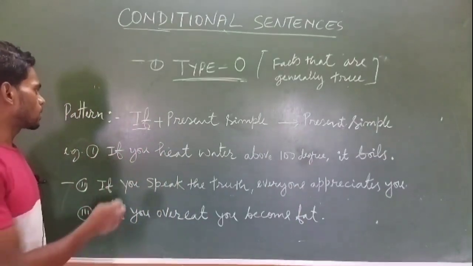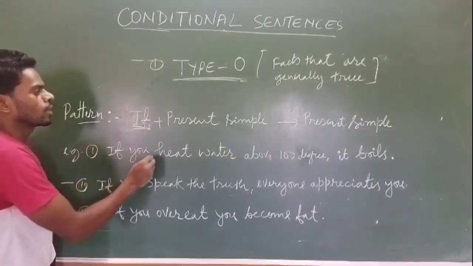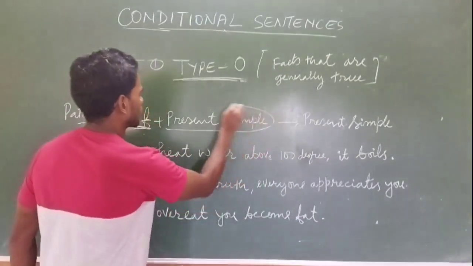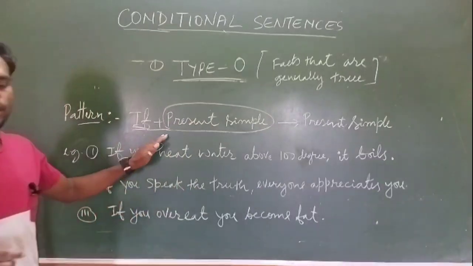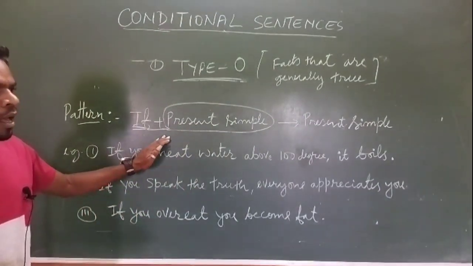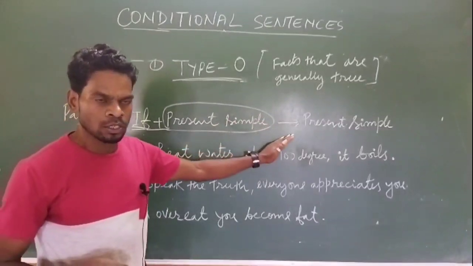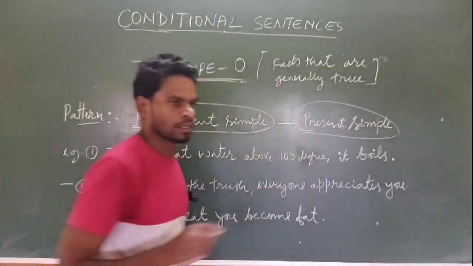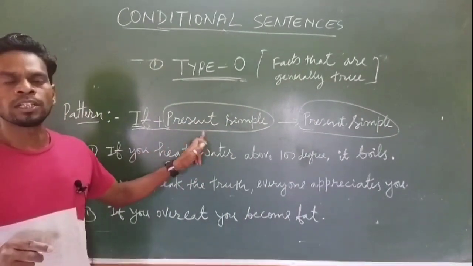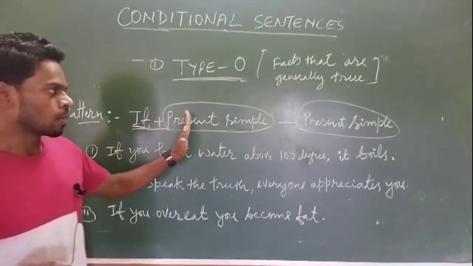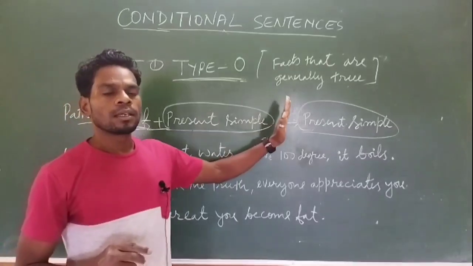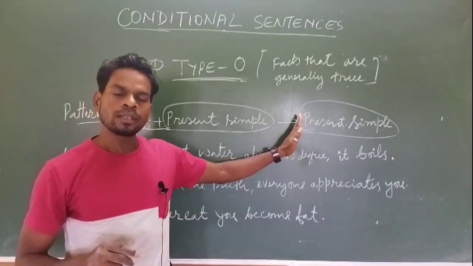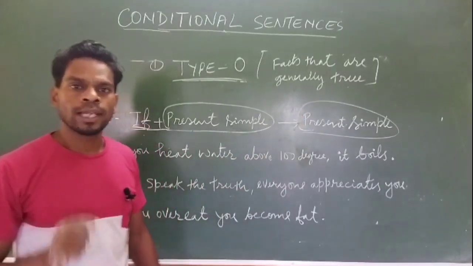So let's see the pattern. The pattern will be if, then present simple tense. The if clause will be in present simple tense, and even the main clause also will be in present simple tense. So this is the pattern you have to remember. In type 0, both sides, the main clause as well as the if clause, are in present simple tense.